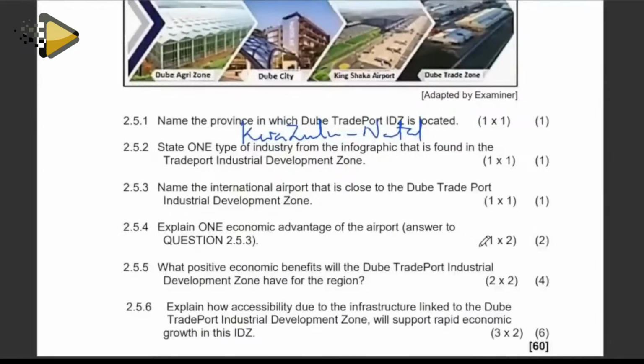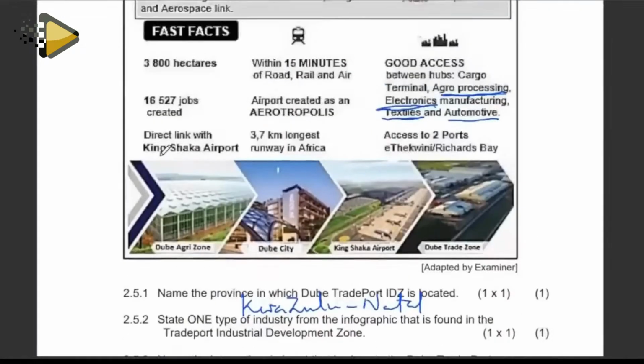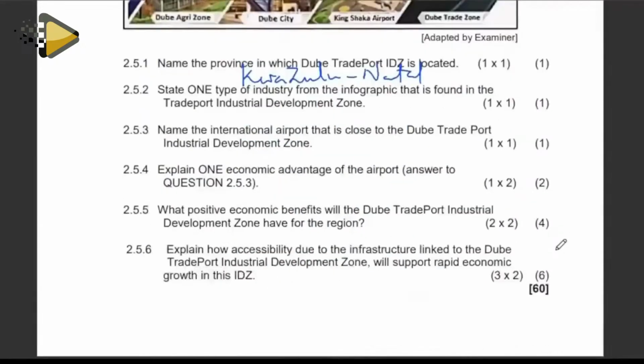Then number 253, name the international airport that is close to the Dube Tradeport Industrial Development Zone. The airport given here is King Shaka Airport. There's a direct link with King Shaka Airport. Right, moving on to the next question.